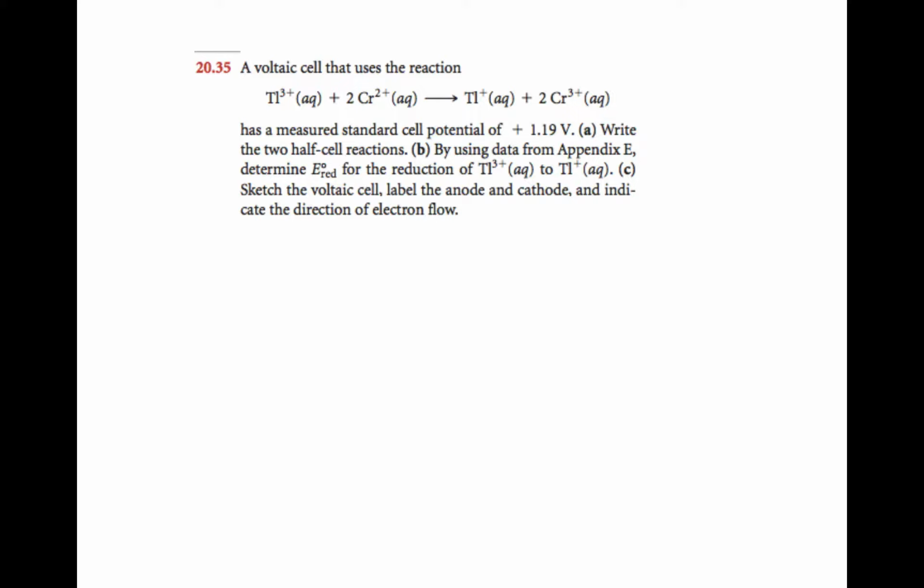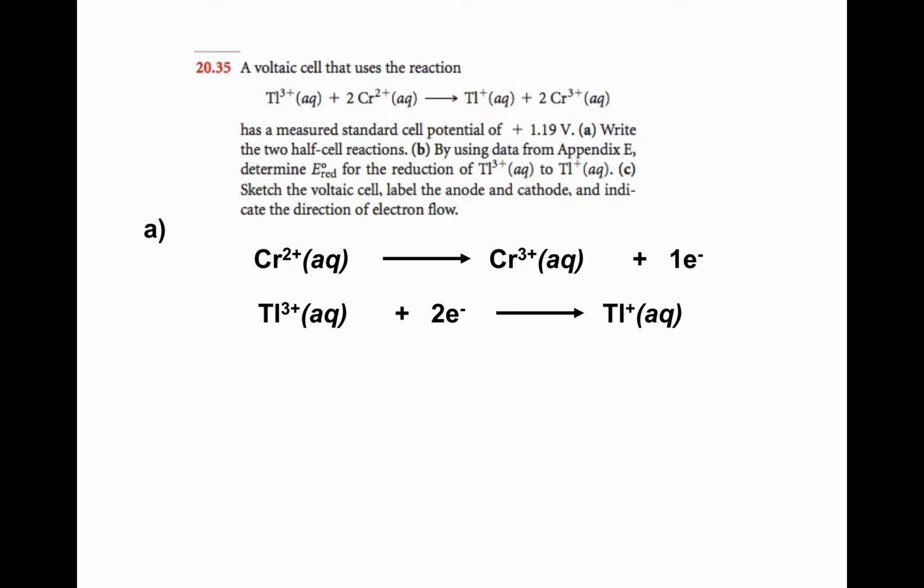All right, so this is thallium 3 plus taking 2 moles of electrons to become thallium plus, and chromium 2 plus is losing a mole of electrons to become chromium 3 plus. You'd have to multiply the half reaction of chromium 2 plus turning to 3 plus by 2 in order to get 2 moles of electrons coming out of the reaction for every 2 moles of electrons going in.